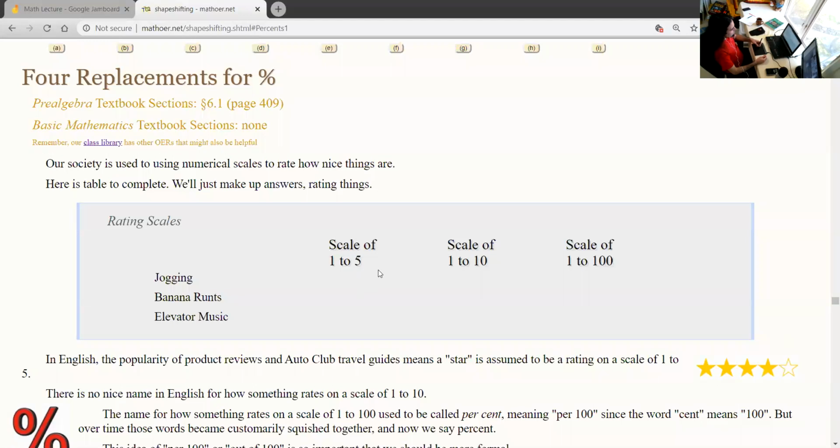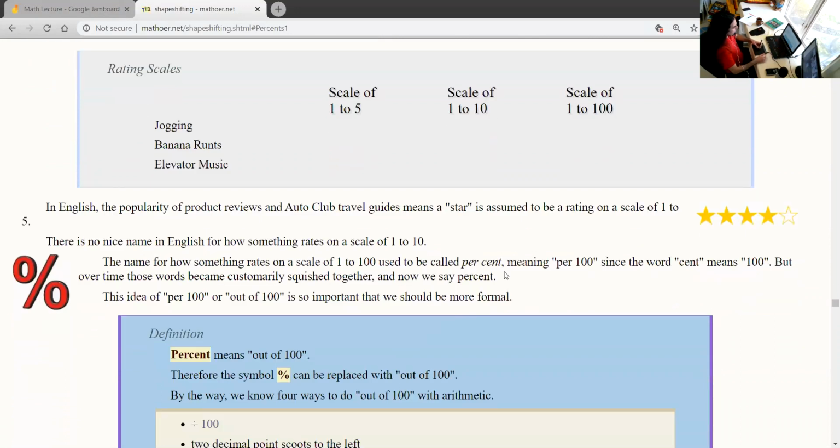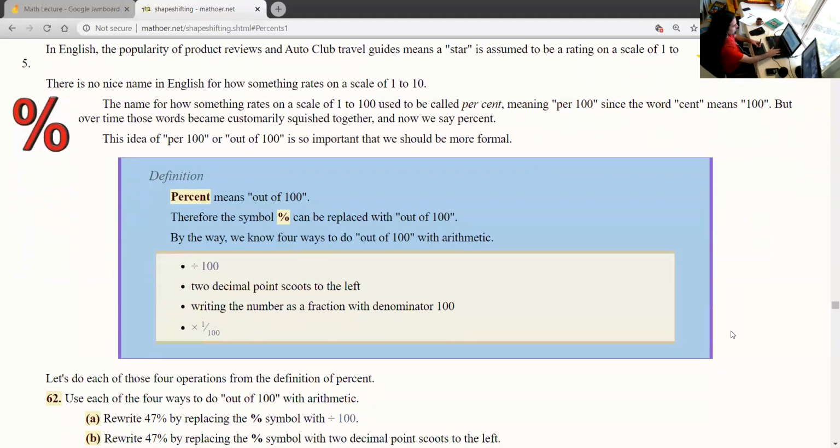But in general, there's no name for those. 1 out of 100 we call percent. That's what it actually means, is out of 100. Per meaning out of, and cent being 100, because like cents in a dollar. But since English is a sloppy language, percent just eventually became squished together, and now we have one word that means out of 100. We also sort of stopped using it as a rating scale and use it as a math term now.